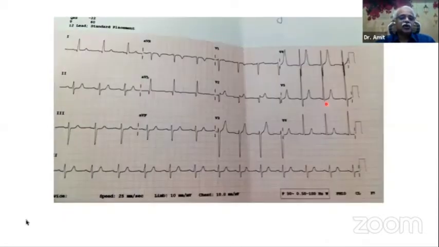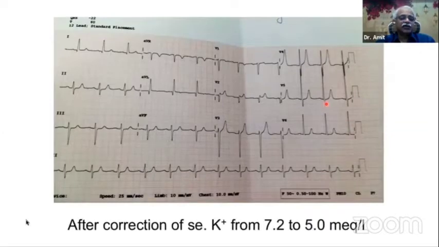And I should show you this ECG with correction of the potassium. So potassium actually was 7.2. After correction of potassium to 5, look, the bradycardia is gone, and the T waves, which were so very tall and peaked, are also getting to a more normal state, and the overall ECG looks more normal right now. So this was an ECG of hyperkalemia.